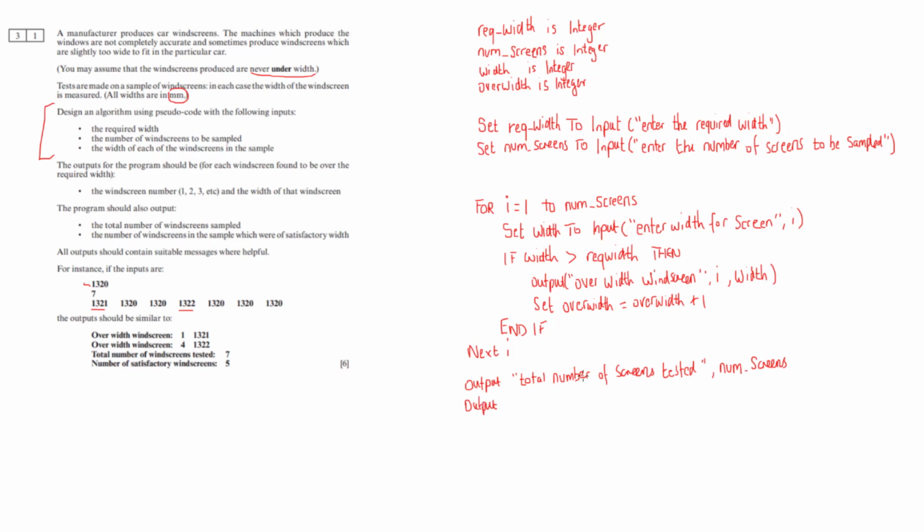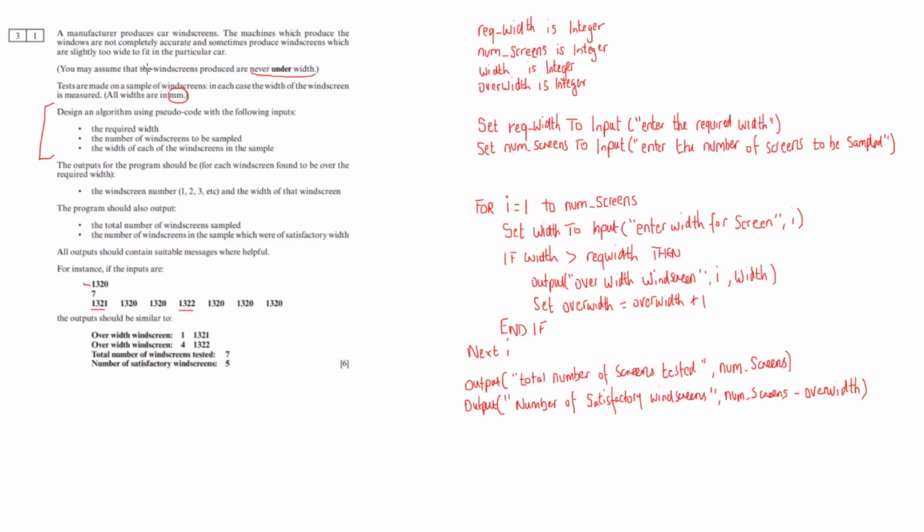Total number of screens tested, and we'll just concatenate that with the number of screens variable. We also need to output how many satisfactory screens we've got. So to work this out, we know the sample size, which is num screens, so that's the total number of screens we tested, and we know how many were over width, so we minus over width from that. Okay, probably wrap these in brackets, and that's it.